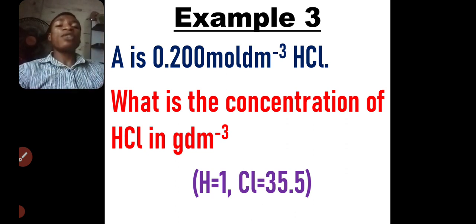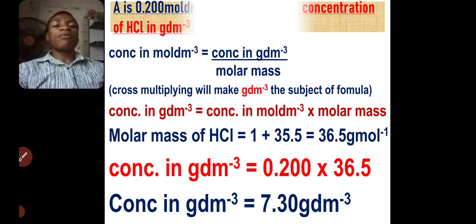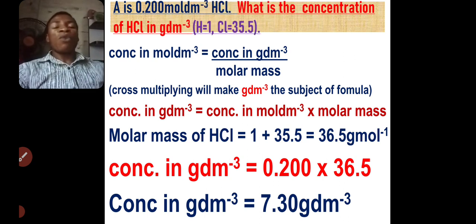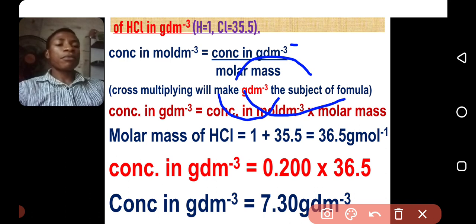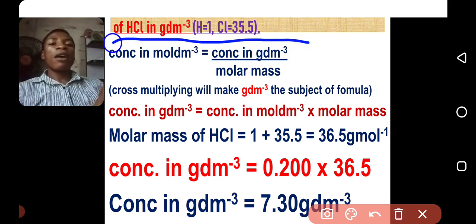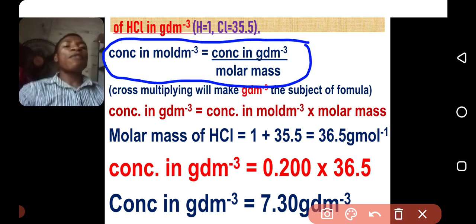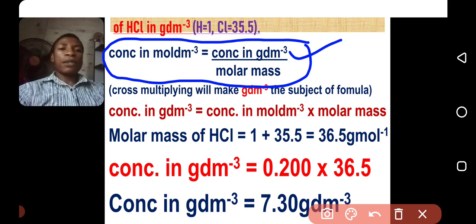Of course, we are going to need our constant. H is 1 and Cl is 35.5. So already we have the question there. We have been given mole per dm cube. We want to convert this to gram per dm cube. First and foremost, when you write out your formula here, what we are looking for is this. So we will make that gram per dm cube the subject of the formula.